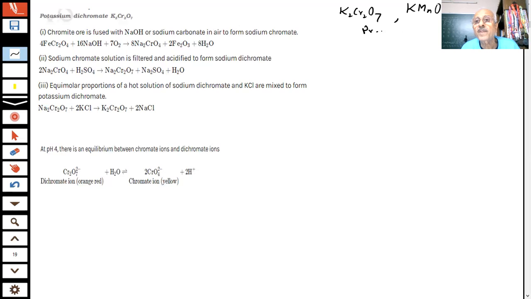We are talking of the preparation of potassium dichromate, K2Cr2O7. We have to prepare this. There is an ore which is called the chromite ore. We will see the preparation from chromite ore. We have to remember these things now. Preparation from chromite ore, I am saying. What ore? Chromite ore.